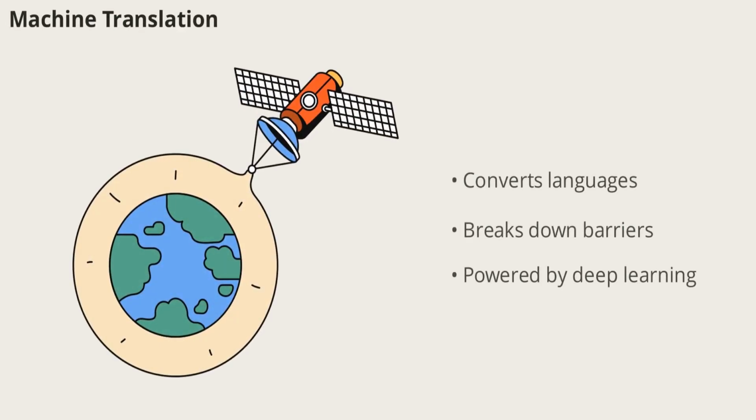Machine translation uses NLP to automatically convert text from one language to another. Popular tools like Google Translate rely on advanced NLP algorithms to provide accurate translations. This technology breaks down language barriers, making information accessible to people around the world. Machine translation continues to improve, thanks to advances in deep learning and large language models.